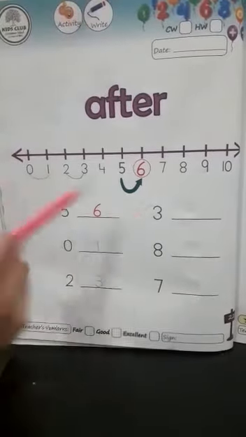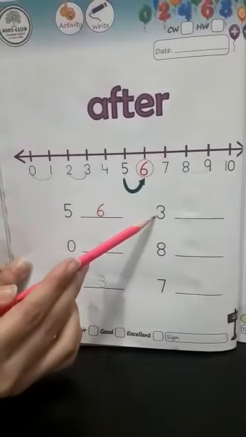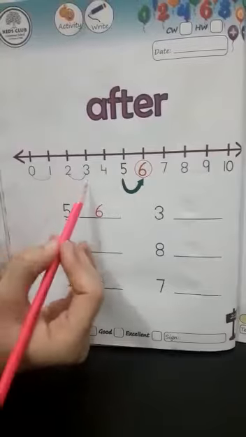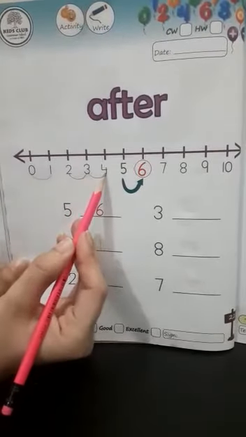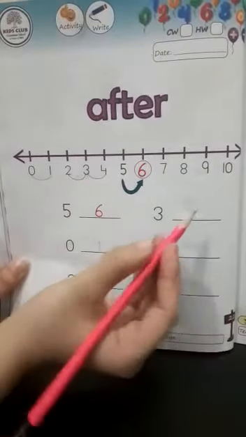Next number is 3. What number is it? 3. What comes after 3? 4. So we write 4 here.